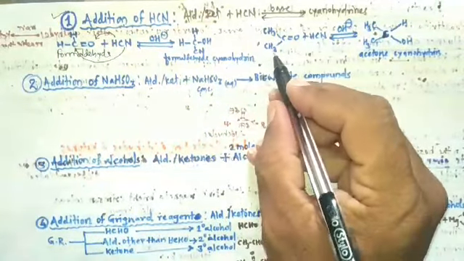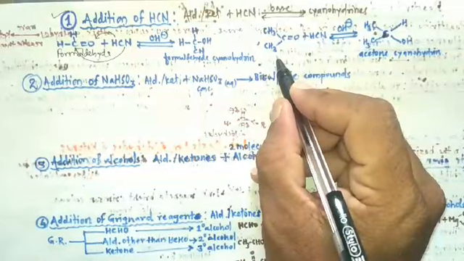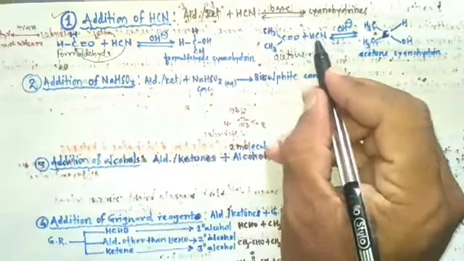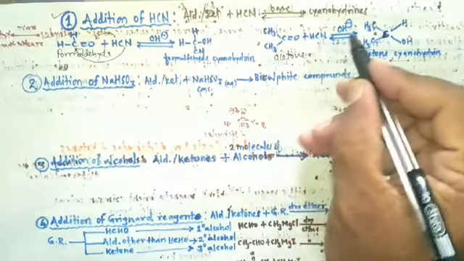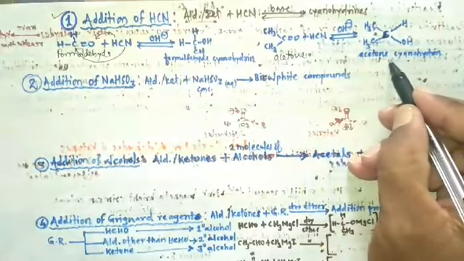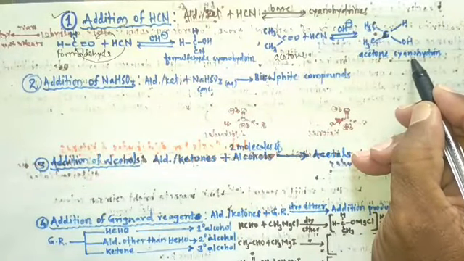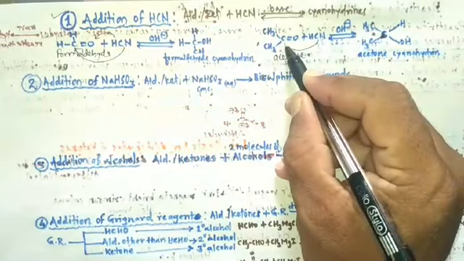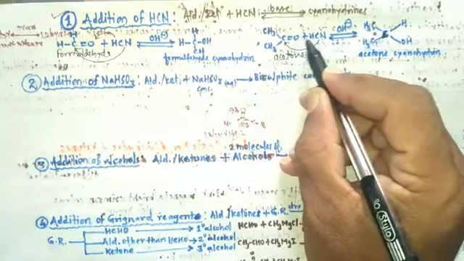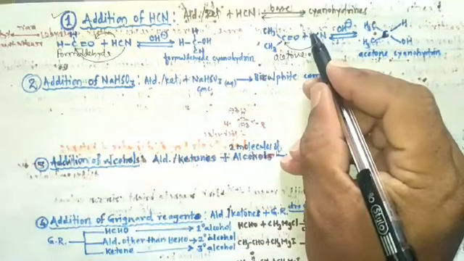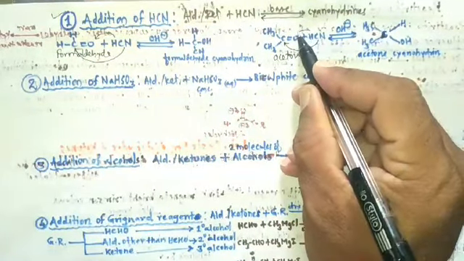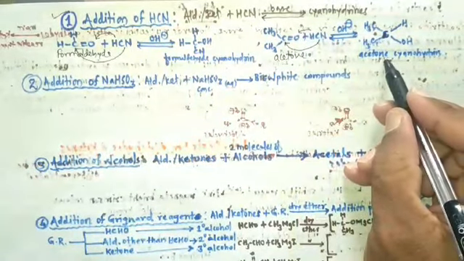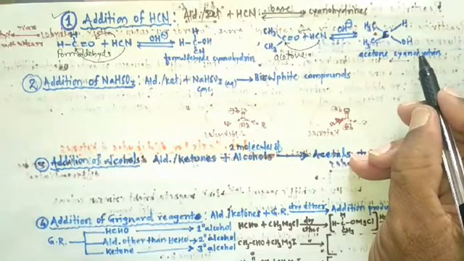Then the next reaction. The first member of the ketone family is acetone. Acetone on reacting with hydrogen cyanide in presence of base gives acetone cyanohydrin. Again, the cyanide ion attacks the carbonyl carbon, and the proton is accepted by the negatively charged oxygen. Therefore, acetone cyanohydrin is formed.